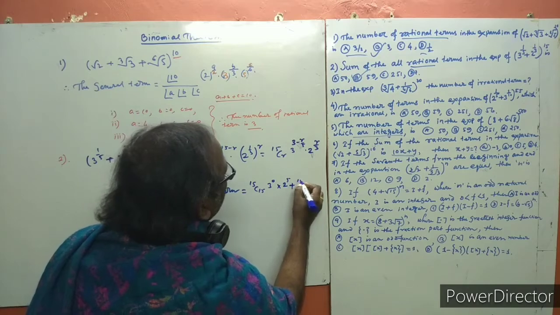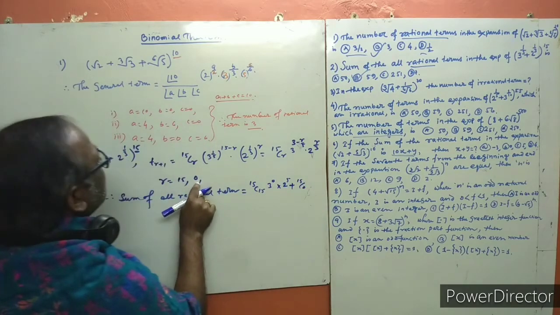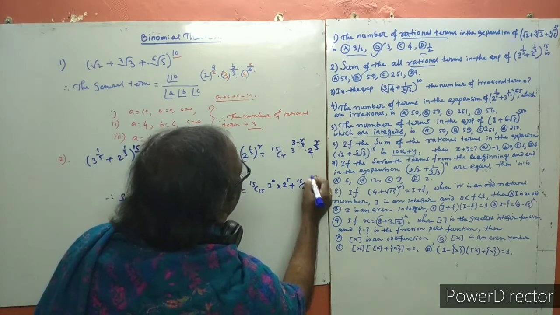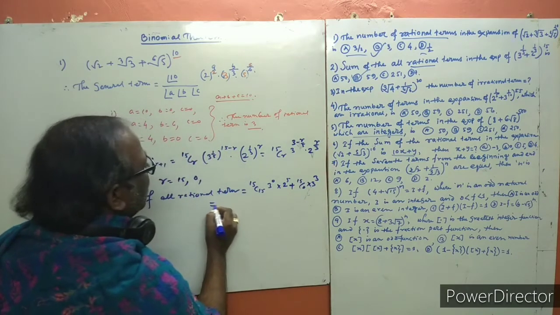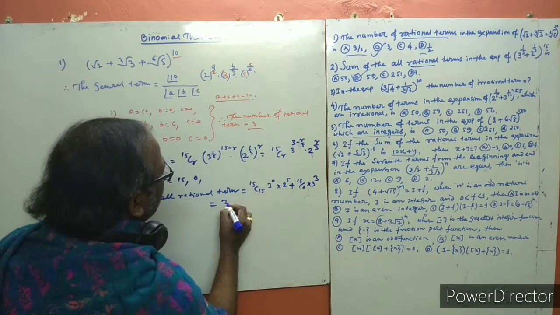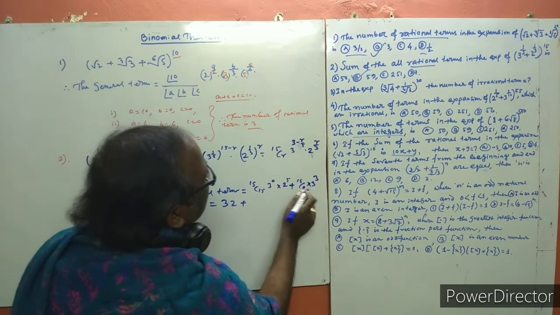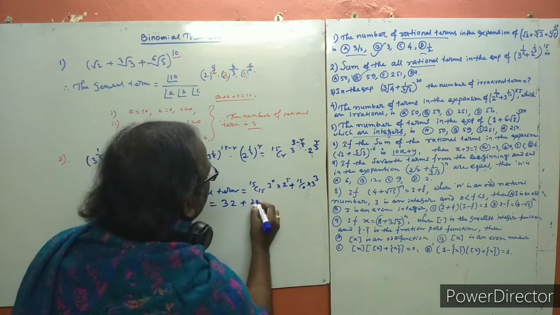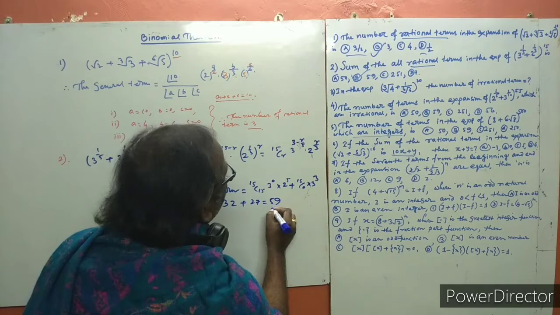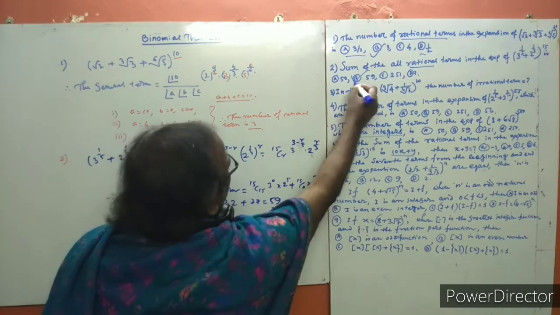Then plus 15C0, where r is 0. So 3 to the power 3 and r to the power 0. We can easily simplify: this is 1, this is also 1, this is 32. And on the left-hand side, this is 1 and this is 27. So that is 59. This is the 59.